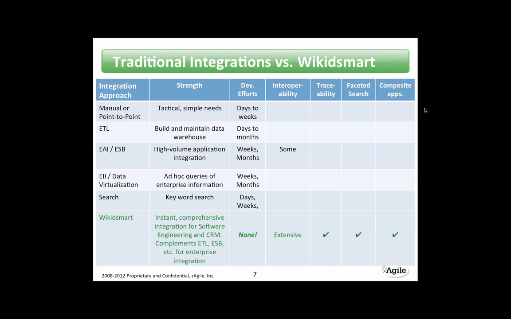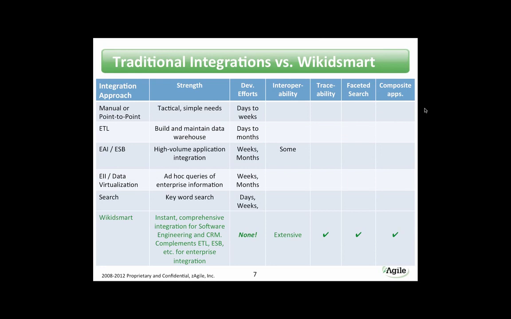Also, those suites that do exist for integration tend to be very expensive, talking hundreds of thousands of dollars. So small teams and mid-sized teams, or small or mid-sized companies, don't really get solutions to integrate all their software engineering environment. And so therefore they have to rely on point-to-point connectors. Well, what are you giving up? You're not achieving any of these things in the columns on the right-hand side: interoperability, traceability, faceted search, or composite applications.